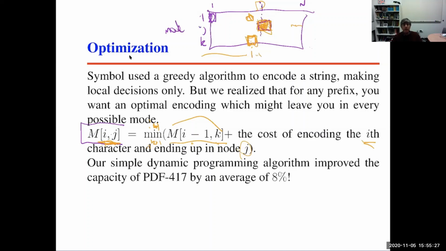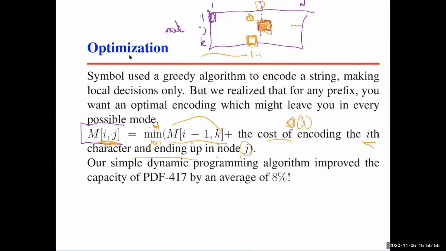Well, I had to find the best. It would have involved the best way to output the first i-1 characters ending in some mode, plus the cost of going from that thing to the last character. Okay, and this is essentially a table lookup. This thing at the bottom is a constant time thing. Okay, any questions about that?